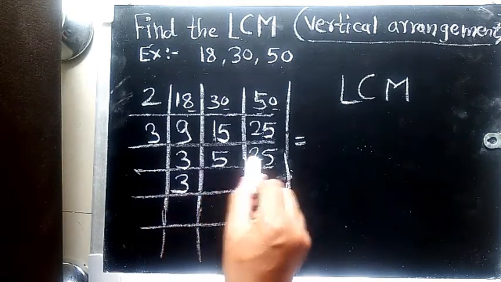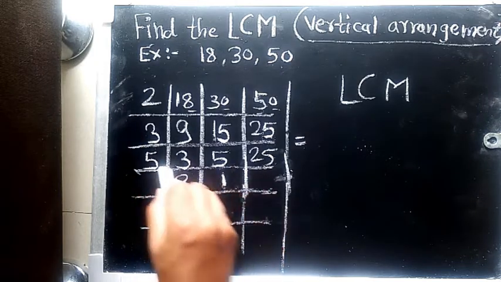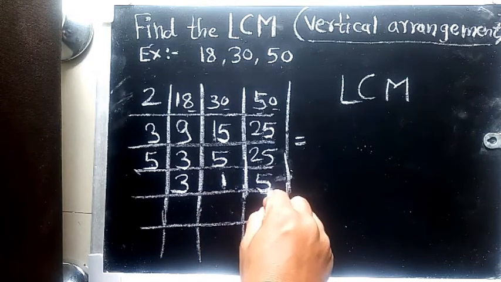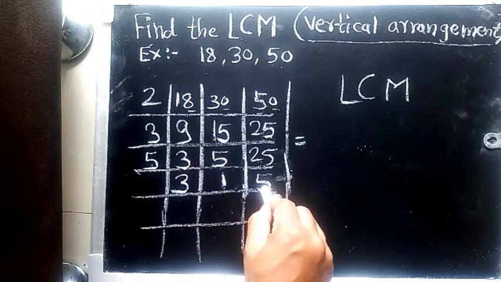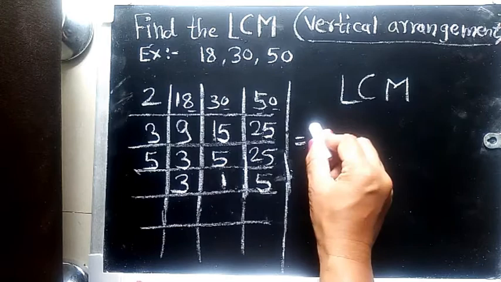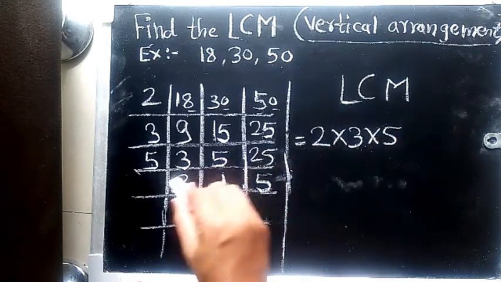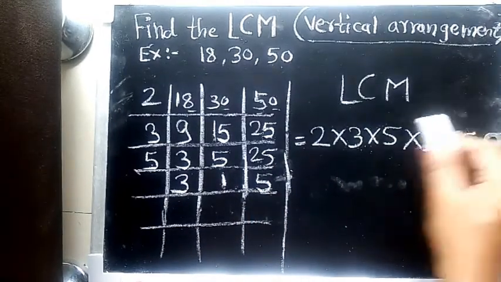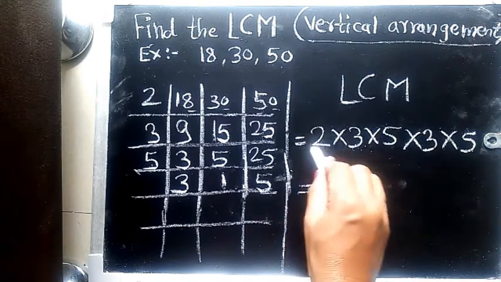Then 3 is a prime number, 25 divided by 5, 5 fives are 25. 3 and 5 are prime numbers. Stop the division. Common numbers are 2, 3 and 5. Find the LCM: common and uncommon numbers multiply. We got the LCM.